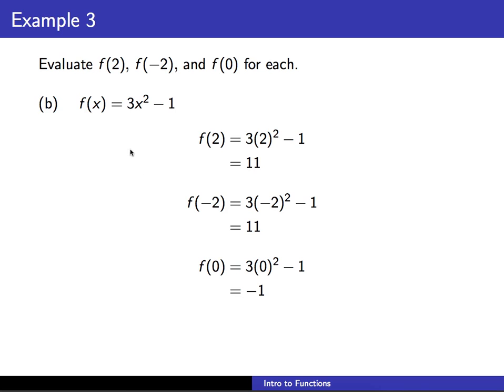Visually, what's happening is if we graph this function, when our x value of 2 on the graph has a y value of 11, our x value of negative 2 on the graph also has a y value of 11, and our x value of 0 on the graph has a y value of negative 1.